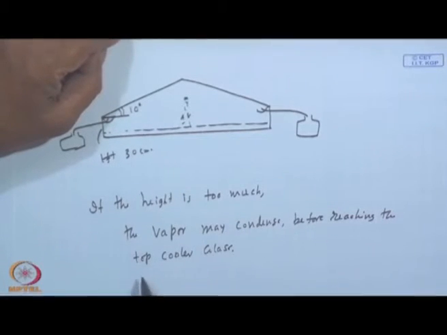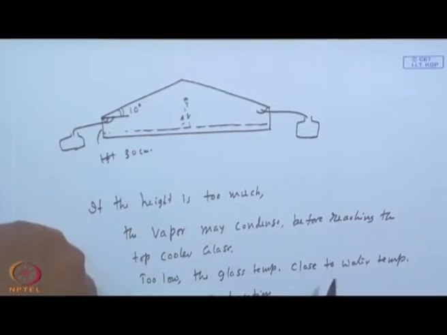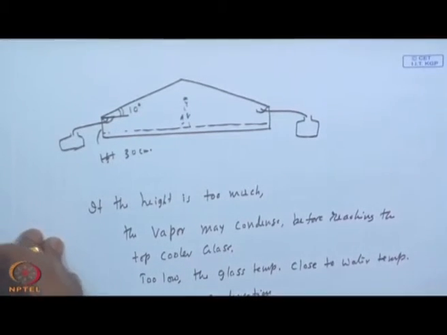And if it is too low, the glass temperature will be close to the water temperature. So, no condensation may take place. So, you should give a chance for that to be cooler, but at the same time not too far away for our vapor not to reach it and condense on the way.